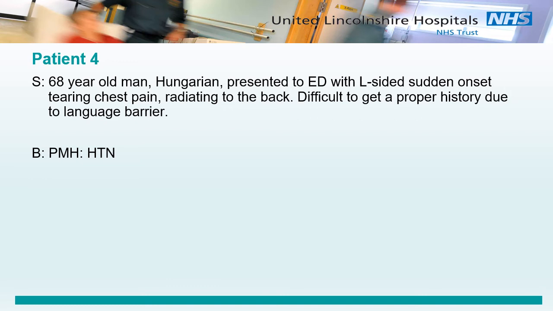So this is the fourth patient. We have a 68-year-old Hungarian man presented to ED with left-sided chest pain, sudden onset tearing pain, radiating to the back. It was difficult to get a proper history due to the language barrier. His past medical history is hypertension only. So what are you going to do with that one? Yeah, sure. Language Line would be helpful to get a proper history from that patient, because you need to have a good analysis of that pain and go through the past history.